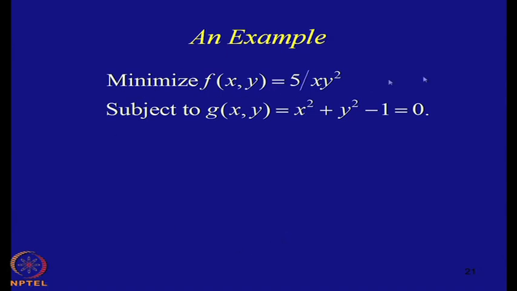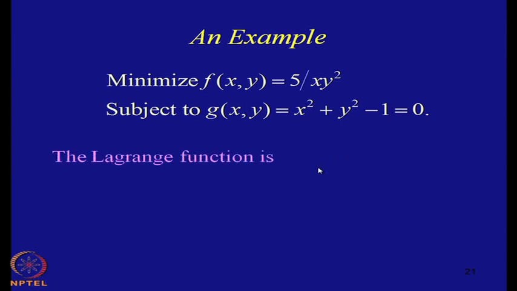This is the example for us. Here also we have considered 2 variables and 1 equality constraint, and the problem is of minimization type: minimization of f(x,y) = 5/(xy²) subject to the constraint x² + y² = 1.